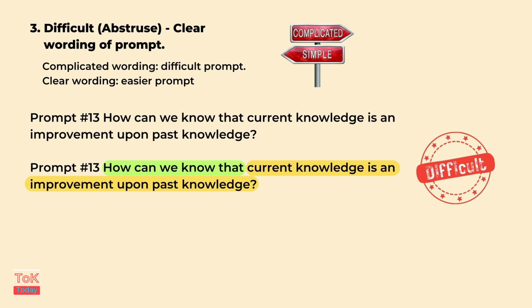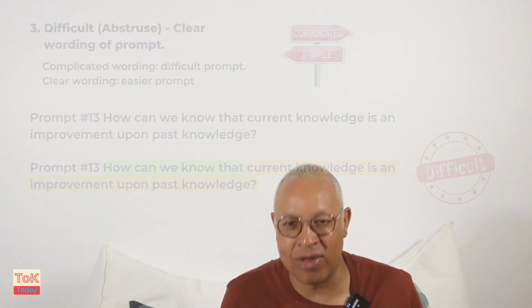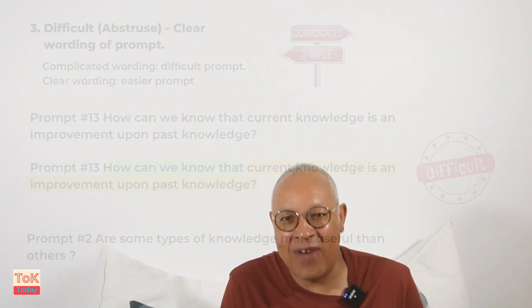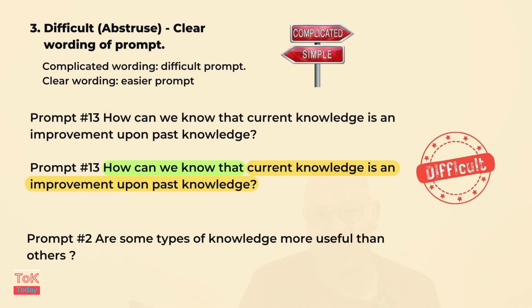What types of improvement are we talking about? What constitutes past knowledge and what constitutes current knowledge? And most complicated of all, how can we know something? And that makes this prompt very difficult according to this criteria.